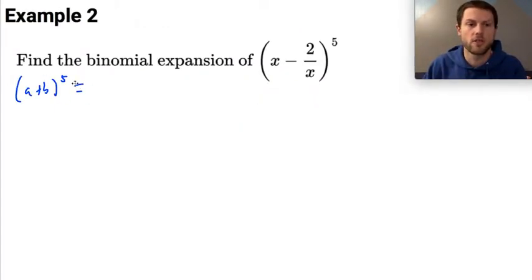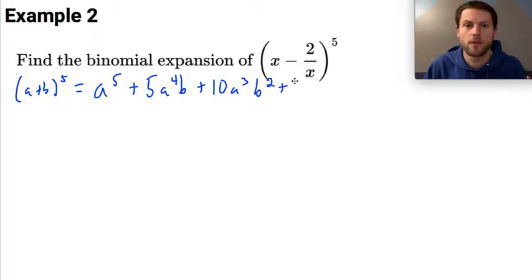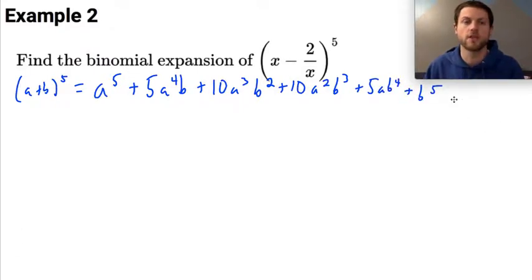So now that we're through that, let's go back to where we were for this example. This is going to be expanded as a to the fifth plus 5 a to the fourth b plus 10 a to the third b squared plus 10 a squared b to the third plus 5 a b to the fourth plus b to the fifth. So that's quite an expansion. And this is one of those scenarios where I really don't want to spend all the time multiplying this out. I'd rather use something like this.